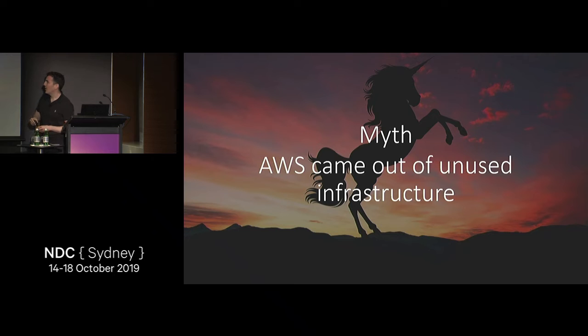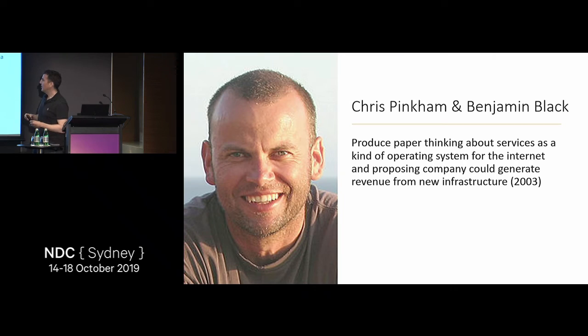There's kind of this myth that AWS came out of unused infrastructure, that maybe Jeff or one of his team looked around and said, I've got all these servers sitting around and they're not being used. Hey, we can make some money out of selling this excess capacity. This didn't actually happen. So 2 people, Chris Pinkham, pictured over on the left there, and another person called Benjamin Black, they produced this paper where they start thinking about different services you need to put together various applications. And they kind of propose an operating system for the internet.